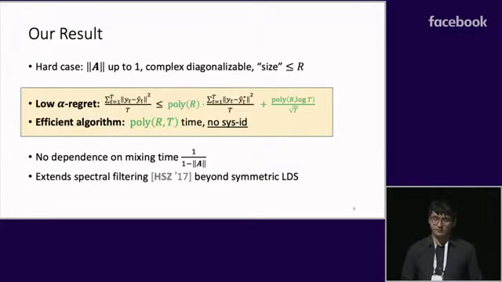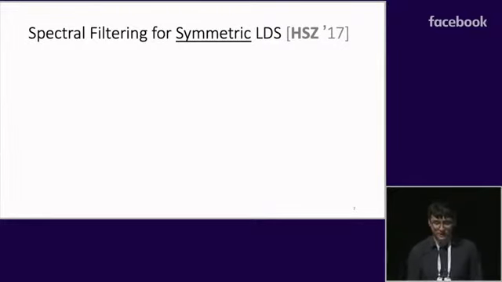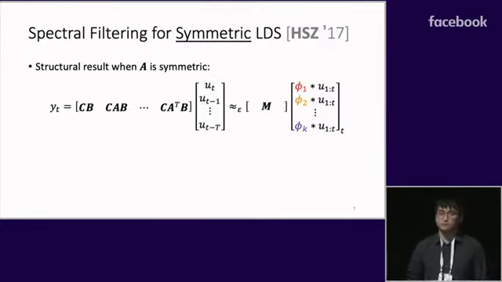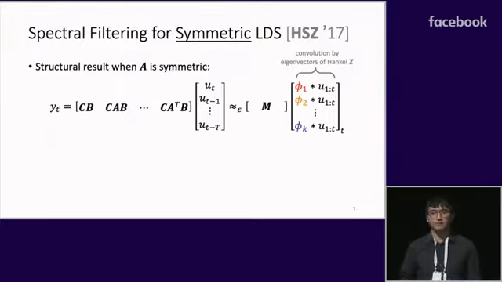This result generalizes and extends the spectral filtering technique and paper that Elad, Karan, and I presented at last year's NeurIPS in Long Beach. To understand how our new result works, let me give a quick recap of last year's paper. We proved that although the response of an LDS with a symmetric transition matrix can depend on the distant past, it can only do so in a low-dimensional way, in particular through convolutions by a small bank of filters. These filters can be computed from the top eigenvectors of a certain deterministic Hankel matrix, which we know at the beginning of time, independent of the data.